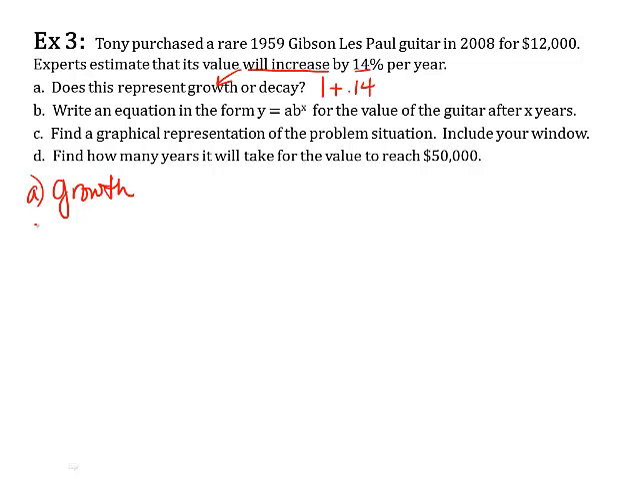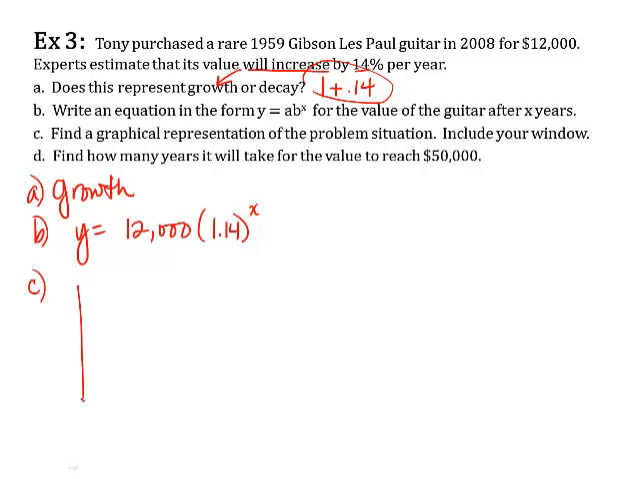Write an equation in the form of y equals, let's write this down. This is growth. y equals a times b to the x. So y equals, remember a is the value at time equals 0? Well, it starts at $12,000. B is this guy, 1 plus 0.14, 1.14 raised to the x power.